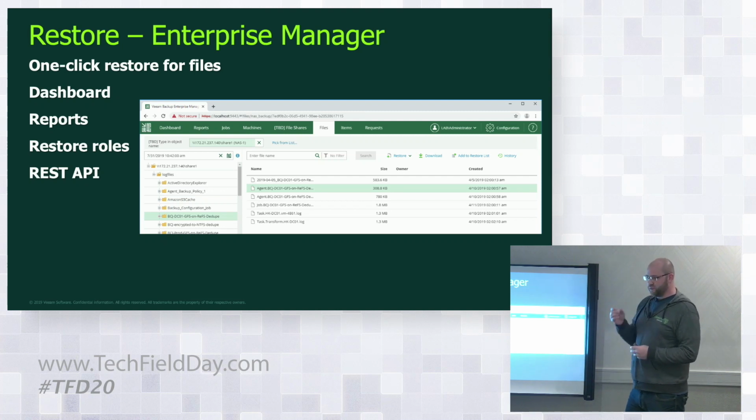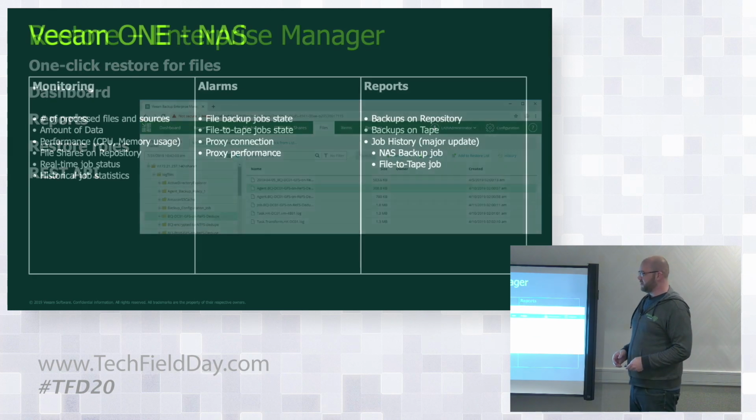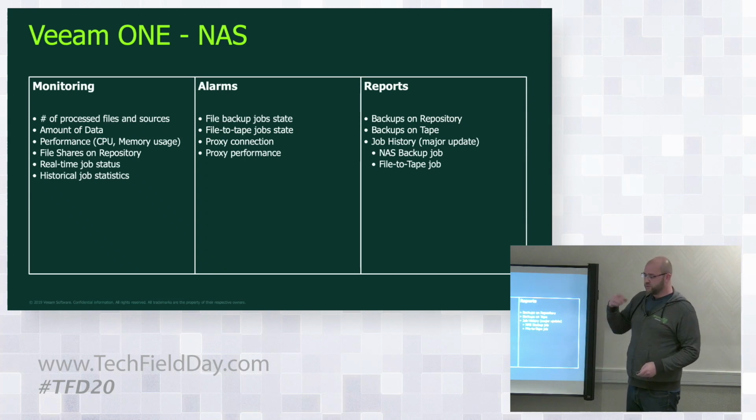But also that we can define restore roles out to those specific groups so they can only see specific files and folders that they can restore from, as well as leverage that RESTful API on there. BeamOne, Rick mentioned BeamOne on there.